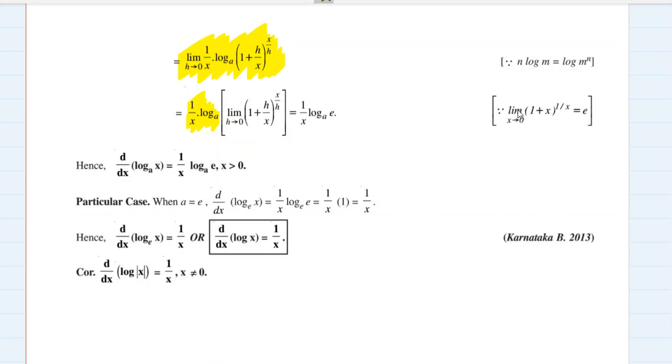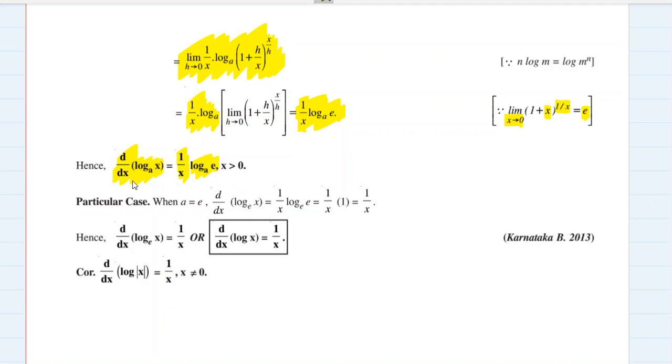You remember this formula from limits: limit of 1 plus x raised to 1 by x. If this is x and we have the reciprocal of x as power, when x tends to 0, the answer comes to e. So limit of 1 plus h by x raised to x by h when h tends to 0 gives you 1 by x multiplied by log of e to the base a, and this is your final answer. So d by dx of log of x to the base a is equal to 1 by x multiplied by log of e to the base a when x is greater than 0.